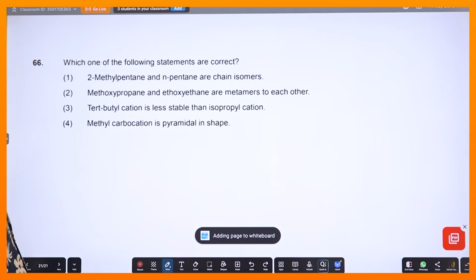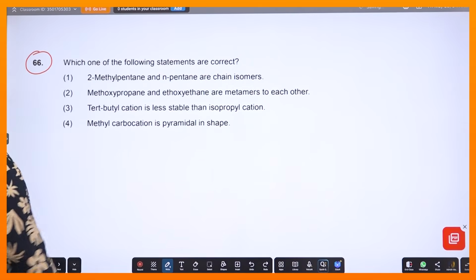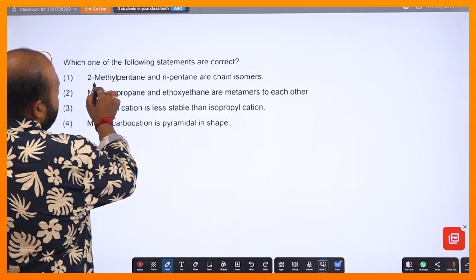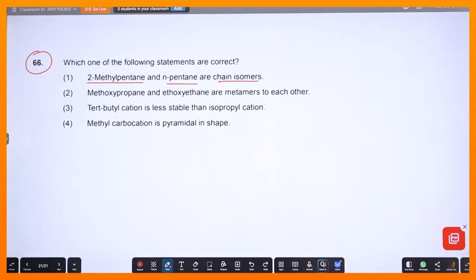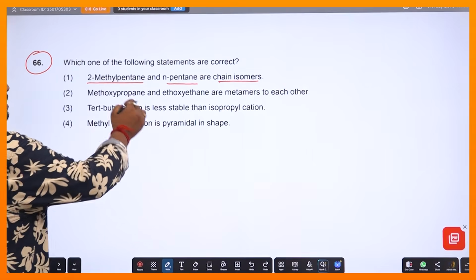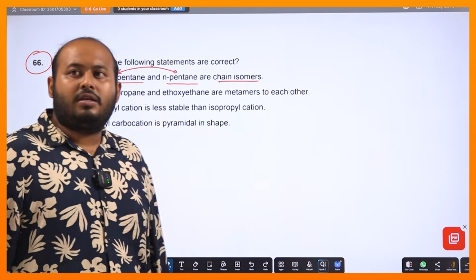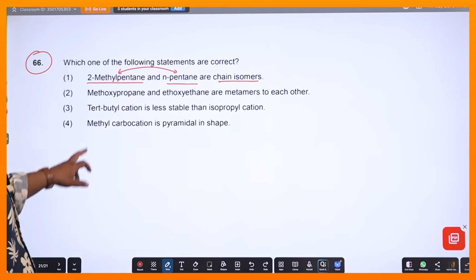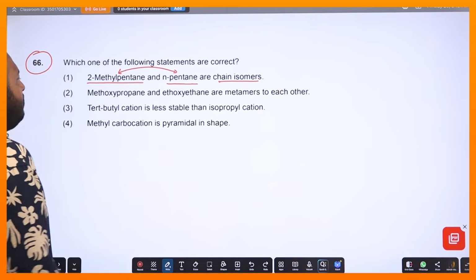Okay, so this is again a statement based question. Which one of the following statements are correct? The first statement is 2-methylpentane and n-pentane are chain isomers. As you can see, there is no similarity in the number of carbon atoms in this case. So there is no possible isomerism shown here.